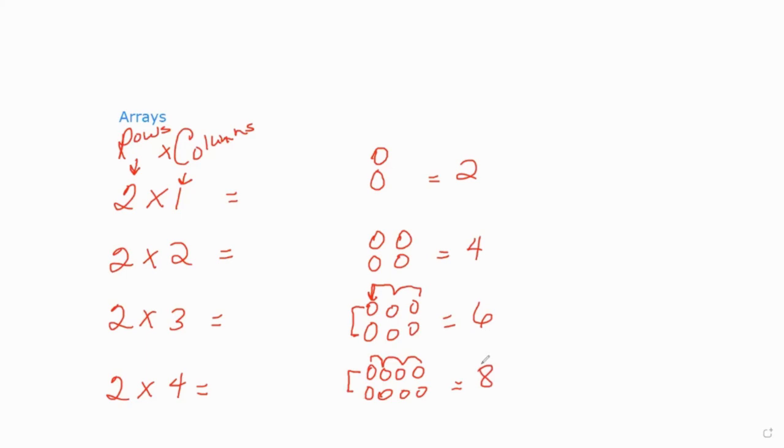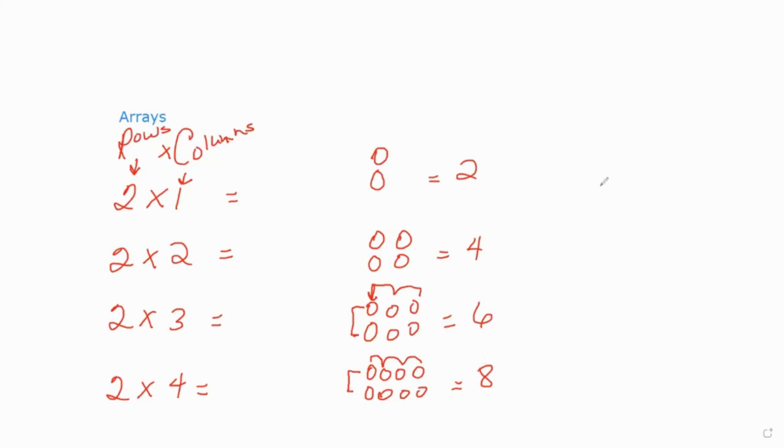Now, in multiplication, there's something called the commutative law, right? Commutative law basically means that you can switch the numbers. Instead of saying 2 times 1, we can say 1 times 2. They can switch places and still get the same answer, because multiplication is commutative, okay? So they can switch positions and still get the same answer.